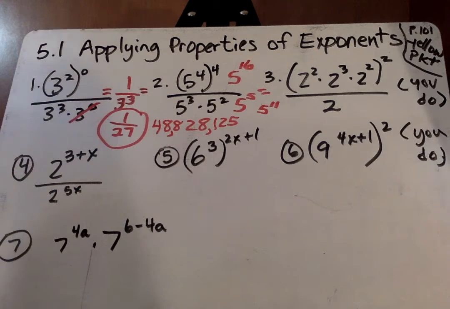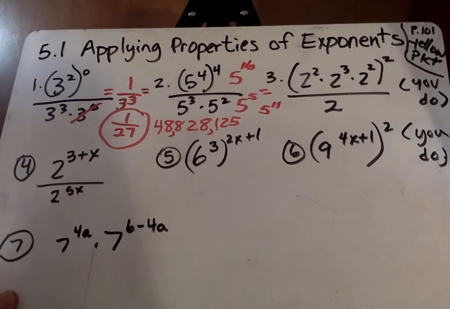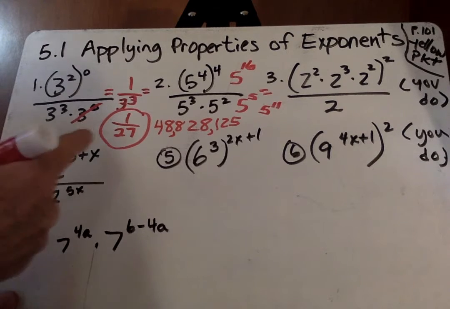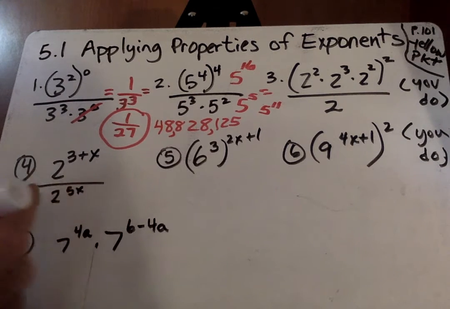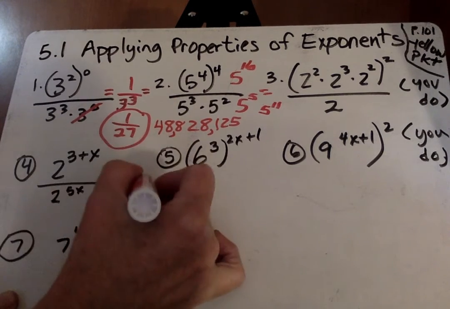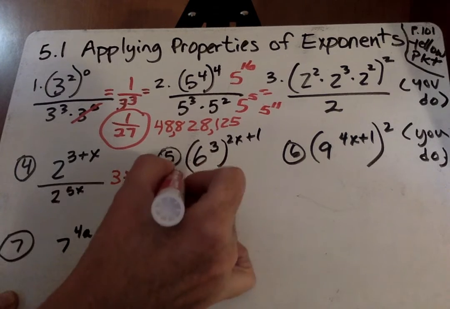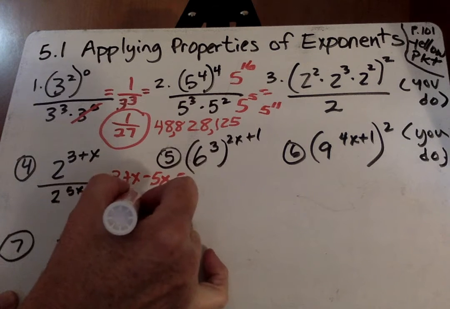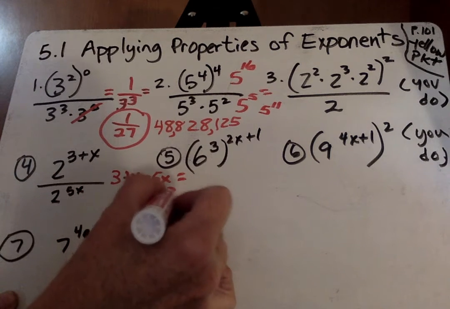Okay, next we go on to the next one. Let's see if you can do number 3. Pause the video and try number 3. I'm going to go ahead and go on to number 4, where I have 2 to the power of 3 plus x over 2 to the power of 5x. So I'm going to take this top number and subtract the bottom. So I'm going to take 3 plus x minus 5x. And that's going to give me 2 to what power? That's going to be negative 4x plus 3.